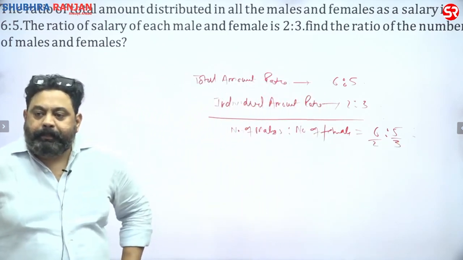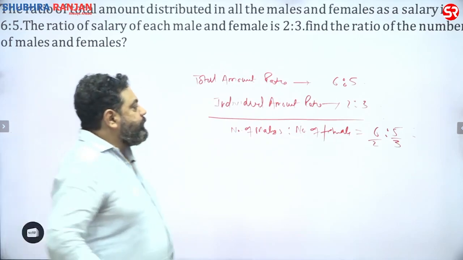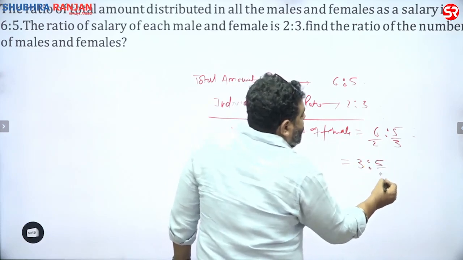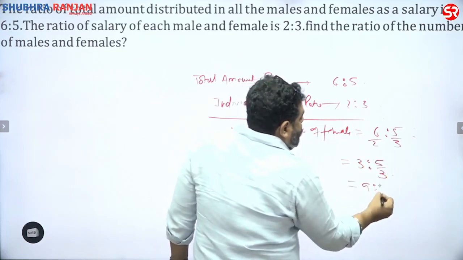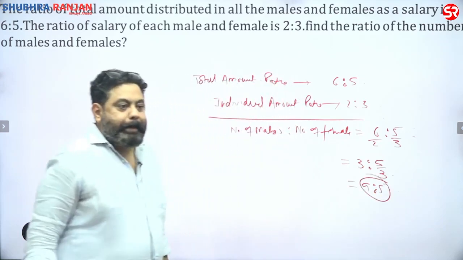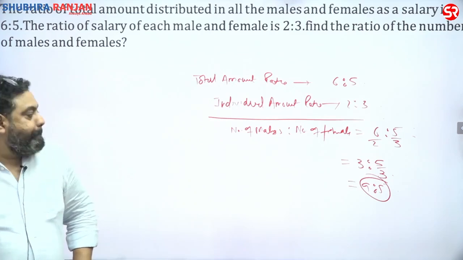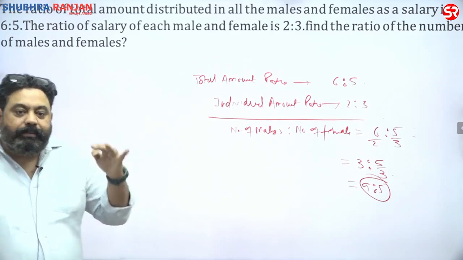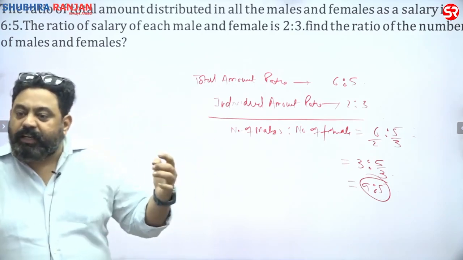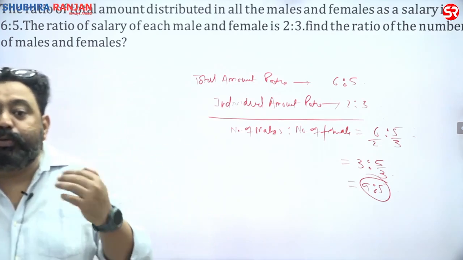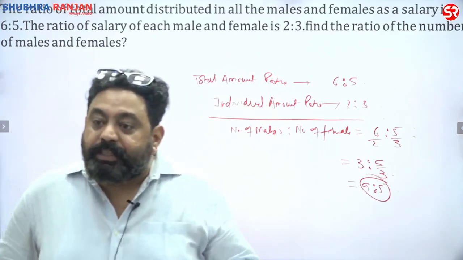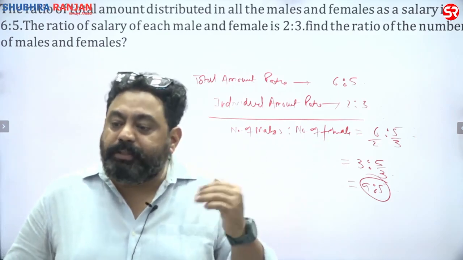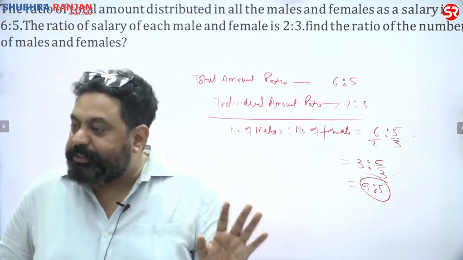Remember this. Okay. Which comes out to be 3 upon 5/3, which is 9:5. Clear है? So always remember, first the ratio of amounts, total amounts given to males and females, and individual amounts. So total upon individual definitely land you into number of males and females. Okay, keep this thing in mind. Is it okay?